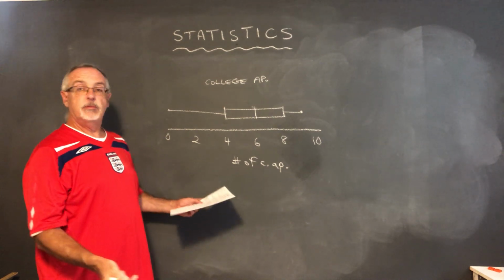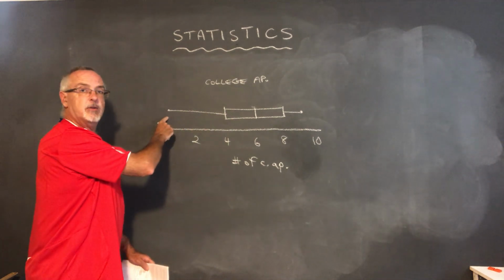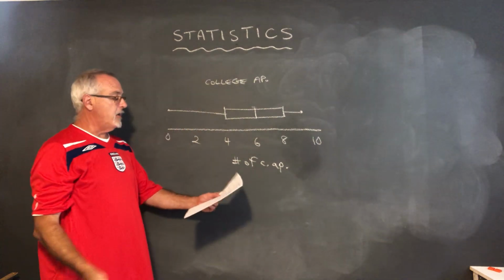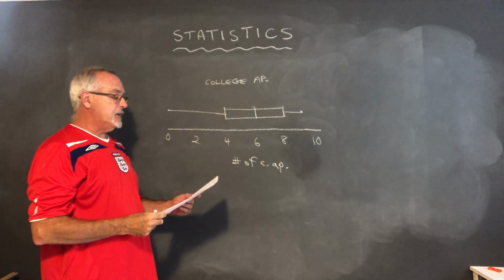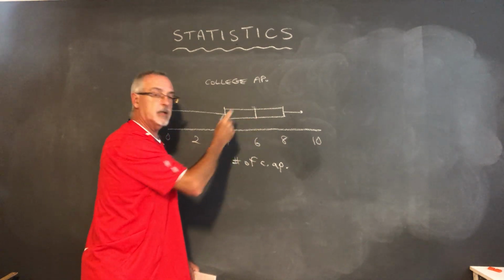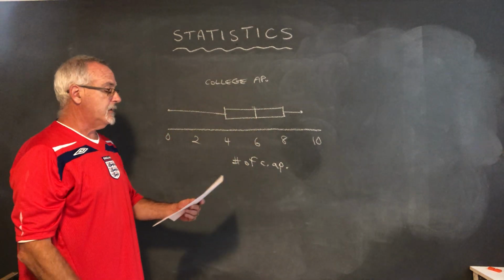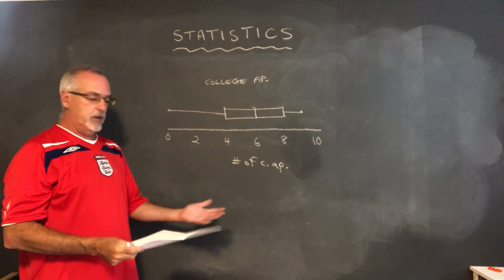What is the range? Largest value 9, smallest value 0. 9 minus 0 is 9. The range is 9. I won't write down all these answers. I'll just answer the questions quickly. What is the median number of colleges? Median, that's my Q2. It's 6. The median number of colleges applied to is 6. Very fast to answer questions using a box plot once you know what the values mean.